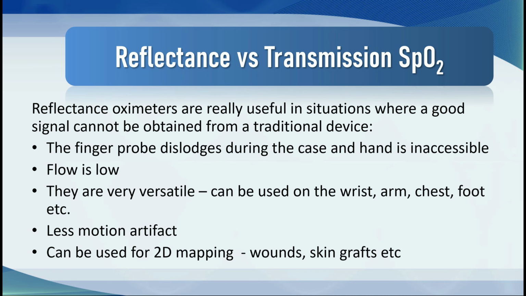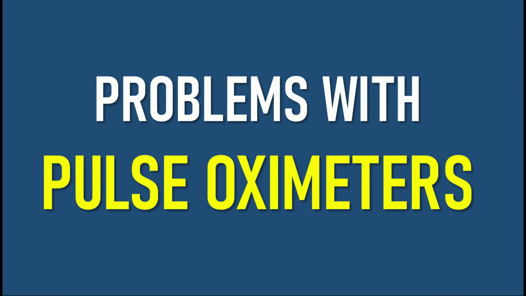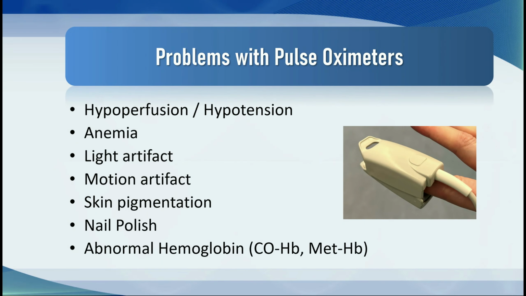Now, let's move on and look at the problems with pulse oximeters. These can be listed as follows. The most common problem with pulse oximeters relates to hypotension or hypoperfusion. There's issues with anemia and skin pigmentation, light artifact, motion artifact, nail polish, and abnormal hemoglobins.